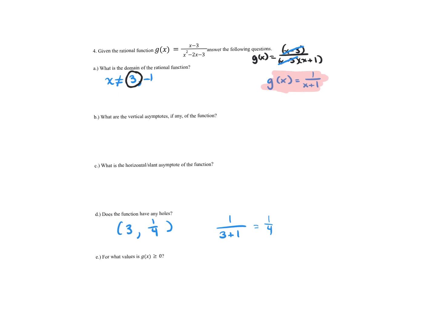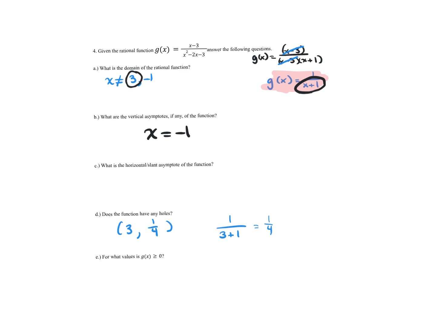It also says what are the vertical asymptotes. Vertical asymptotes are what makes the bottom 0 when in lowest terms. So what makes this bottom 0? And that would be x equals negative 1, because negative 1 plus 1 is 0.